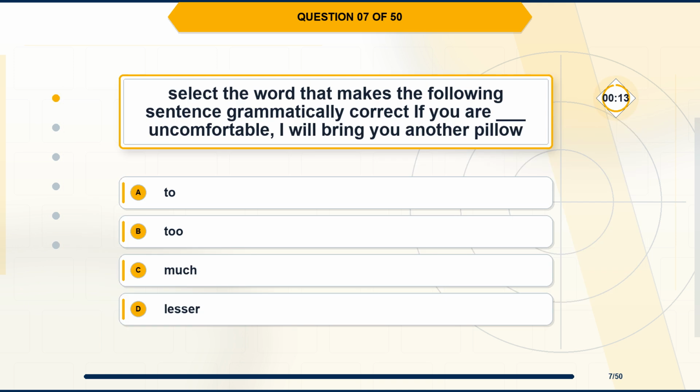Question 7. Select the word that makes the following sentence grammatically correct. If you are blank uncomfortable, I will bring you another pillow. Option A. To. Option B. To. Option C. Much. Option D. Lesser.